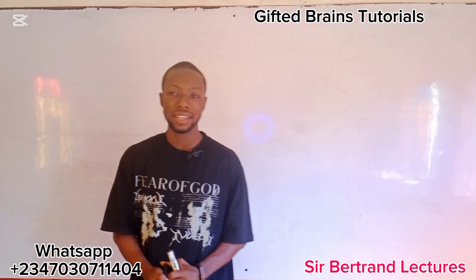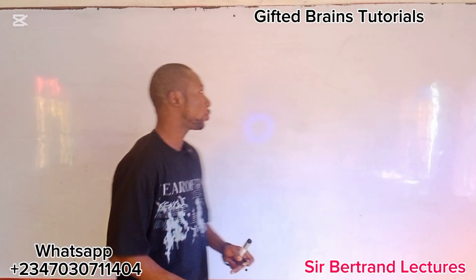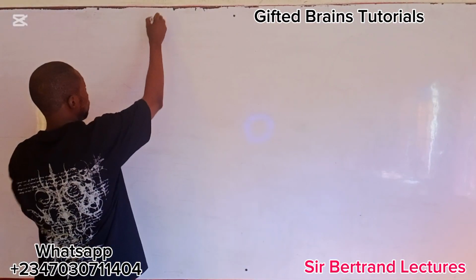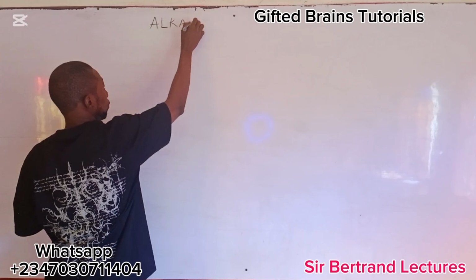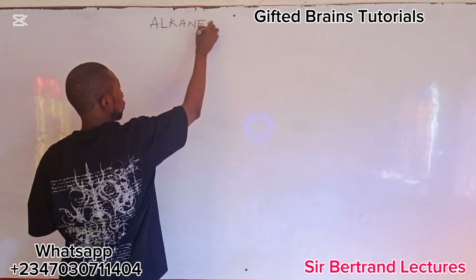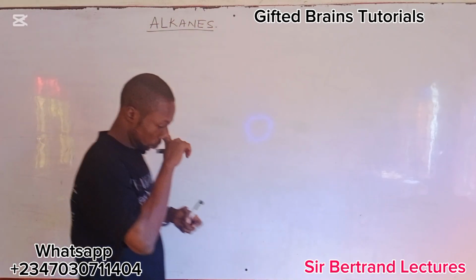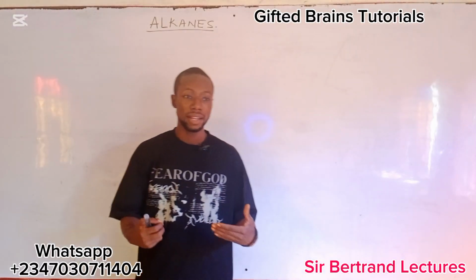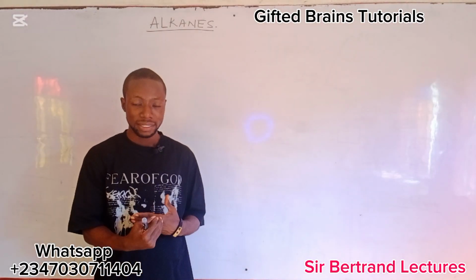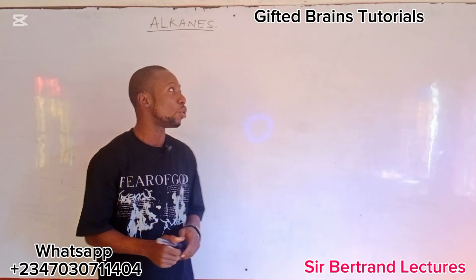Today, we are going to look at alkanes in chemistry. What is an alkane? An alkane is a saturated aliphatic hydrocarbon.